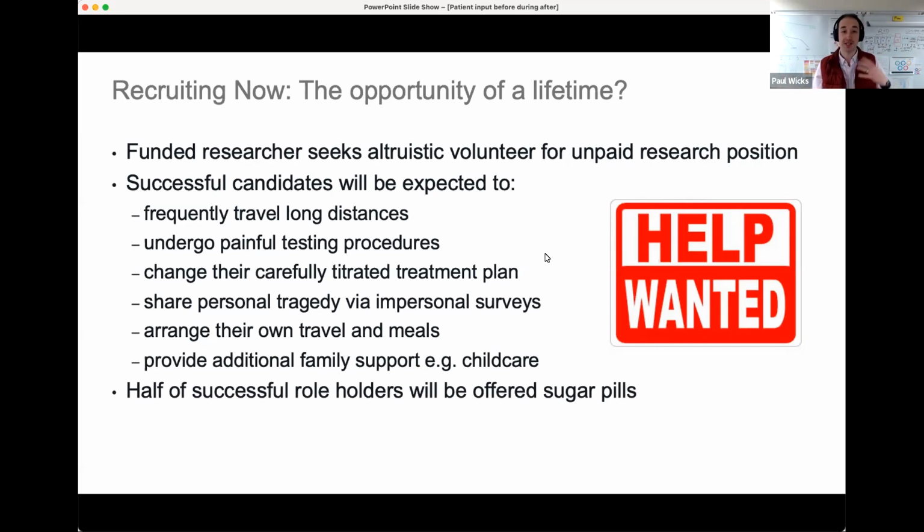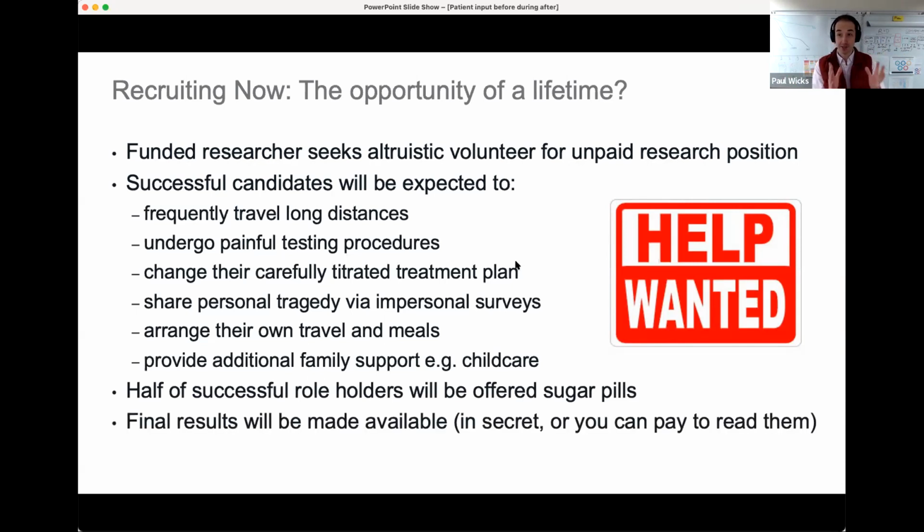If you were to take this role as a research volunteer, about half of you, we're actually not going to treat you at all. We're just going to give you sugar pills due to some confusing effect that we don't really understand. So you might feel like your participation is not going to be all that impactful. And the good news is, when this is all done, we'll take the results and publish them in secret somewhere you can't read, with a whole bunch of five-syllable words that don't make sense to anybody.